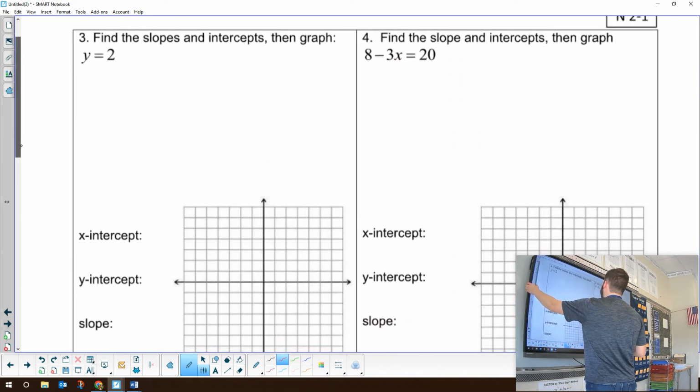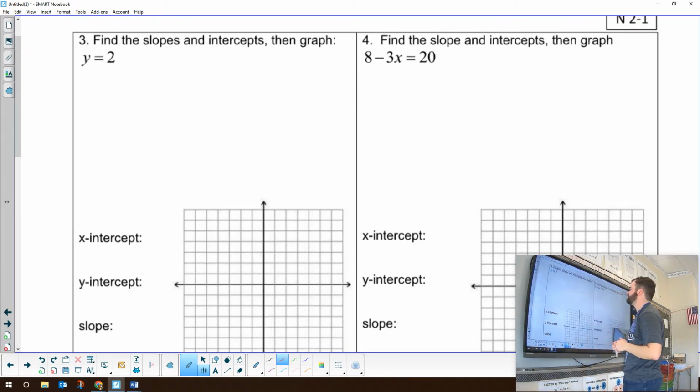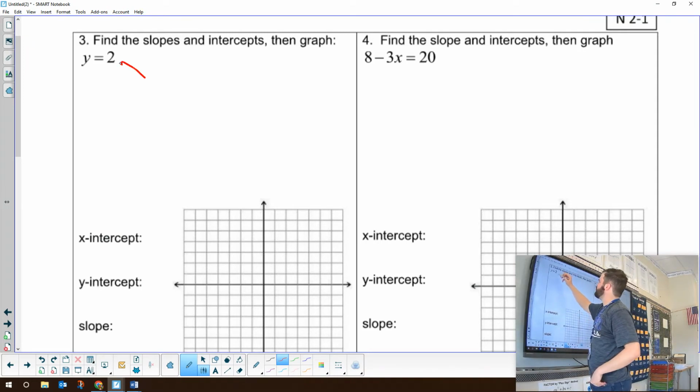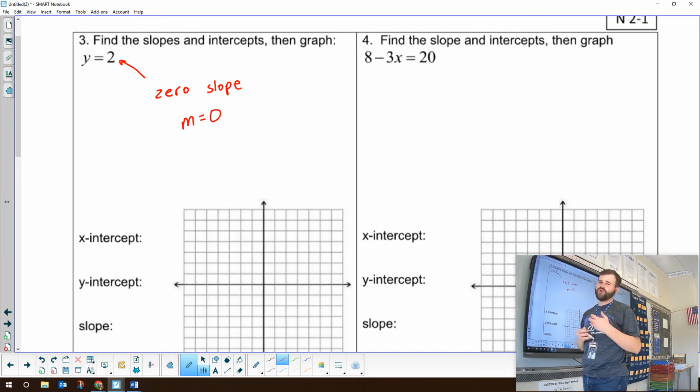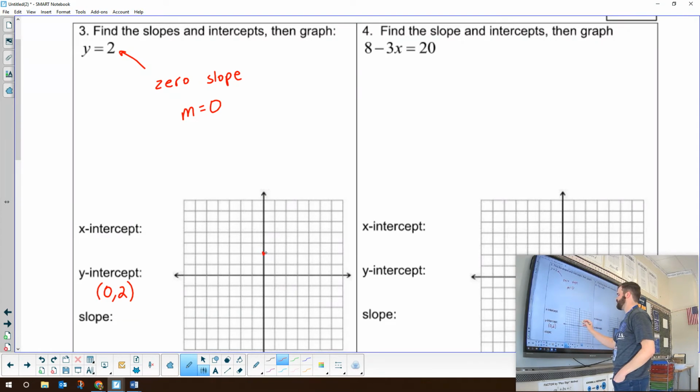So number 3 says, find the slopes and intercepts and then graph. Okay, so find the slopes and intercepts and then graph. Well, this one, your y is already solved for, but we really need to understand something about this. This is called a zero slope, okay, or m equals 0. What happens is if there's no x for my slope to be attached to? See, no x. We have a slope of 0. So what we can do is that's just going to tell me what my y-intercept is. So my y-intercept is still going to just be at 0, 2.